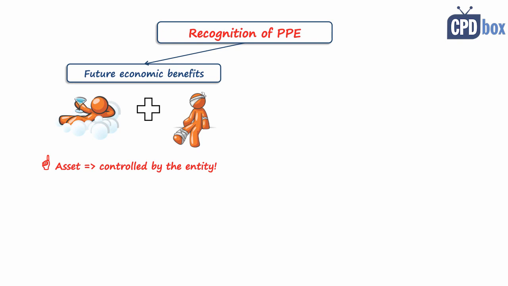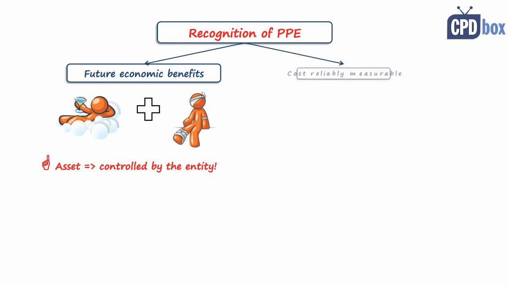Just as an example, imagine you own a safari park in which animals are free to move in or move out. Unless you control the animals somehow, they are not your asset, despite the fact that they generate benefits for you, because visitors come to the park to see the animals. But still, if you do not control the animals, you cannot recognize them as your asset.